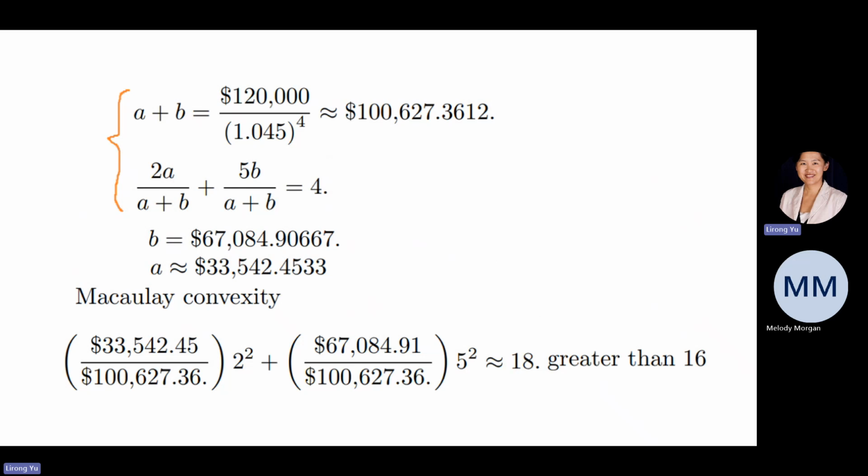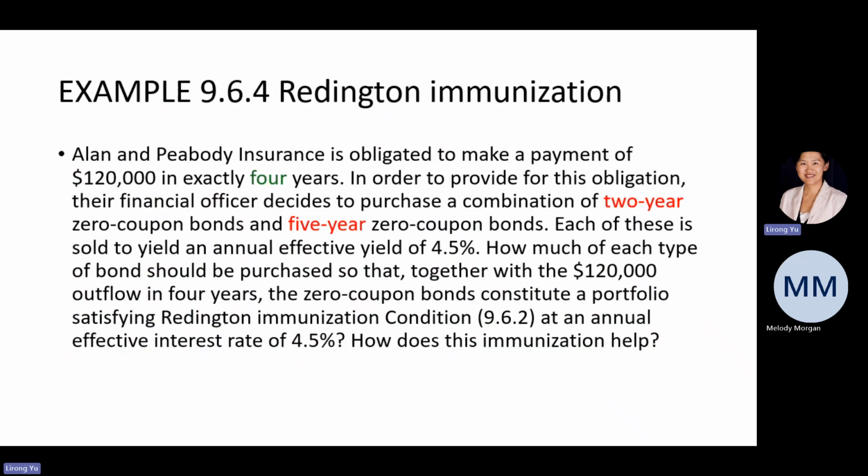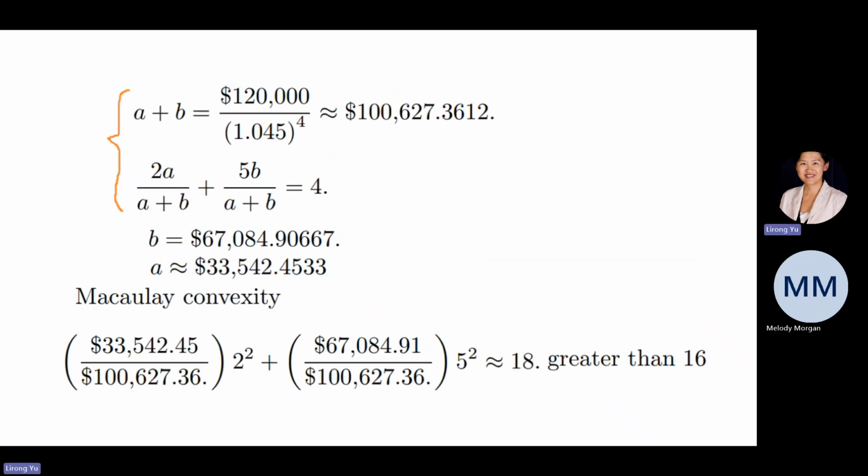Any question? Okay, so we are immunized against possible interest rate risk. So the answer is that this immunization did help. Any question? Okay, sometimes we will solve by making the assets add up to the present value, and then the total duration equal to the duration of the liability.